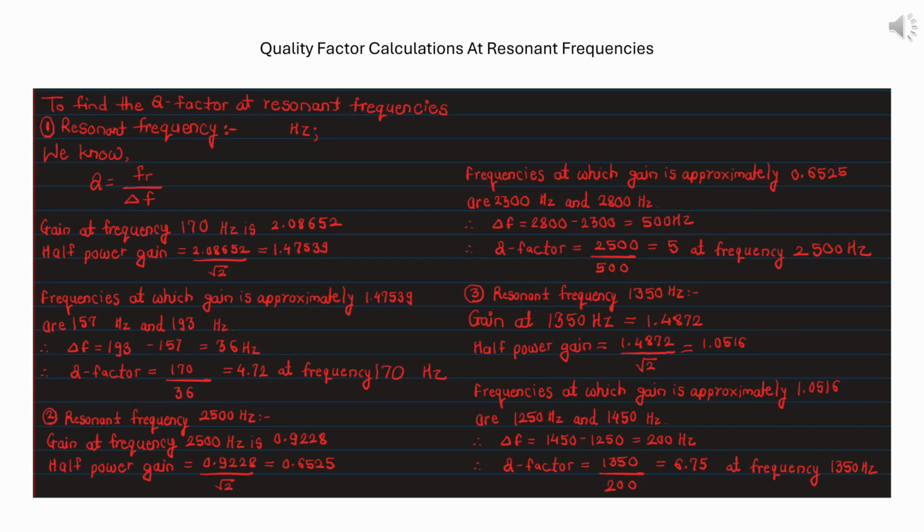We have identified resonant frequencies at 170 Hz, 1350 Hz, and 2500 Hz. Therefore, we will calculate the quality factor for those frequencies as follows.